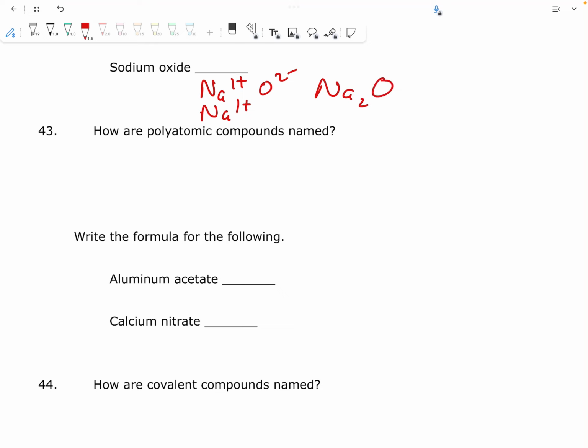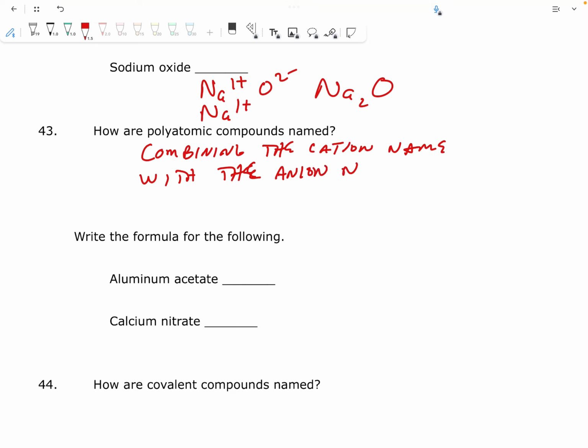Polyatomic compounds are named by combining the cation name with the anion, the name of the polyatomic ion. So make sure that you have the cation name and then the anion name, the polyatomic ion, and just put them together.